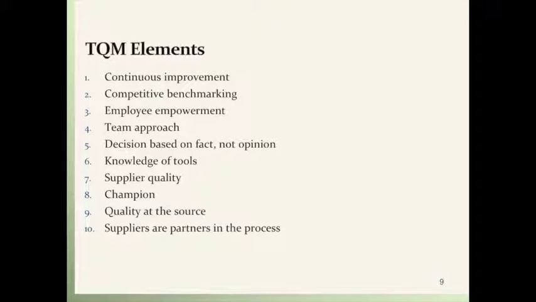So here are some TQM elements. One of them is continuous improvement. Second is competitive benchmarking. Third is employee empowerment. Then team approach, and decisions based on fact, not opinion. You have knowledge tools, supplier quality. You have a champion, quality at the source, and suppliers are partners in the process.